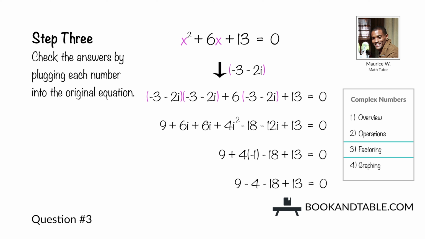6i plus 6i is 12i. Minus 12i is 0. So those negate each other, leaving you with 9 plus 4 times negative 1 minus 18 plus 13. 4 times negative 1 is negative 4. 9 minus 4 is 5. 5 minus 18 is negative 13. Negative 13 plus 13 is 0. So this shows that x does equal negative 3 minus 2i.